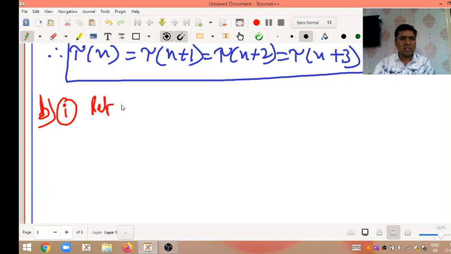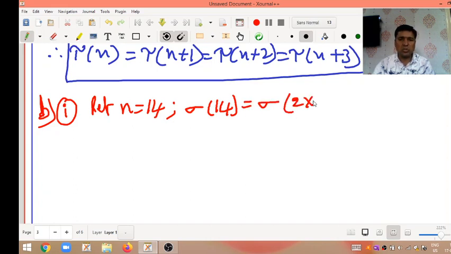Let n is equal to 14. Let n is equal to 14 means we want to check sigma of n is equal to sigma of n plus 1. So sigma of 14 is nothing but sigma of this 14 converted to primes, so 2 into 7.